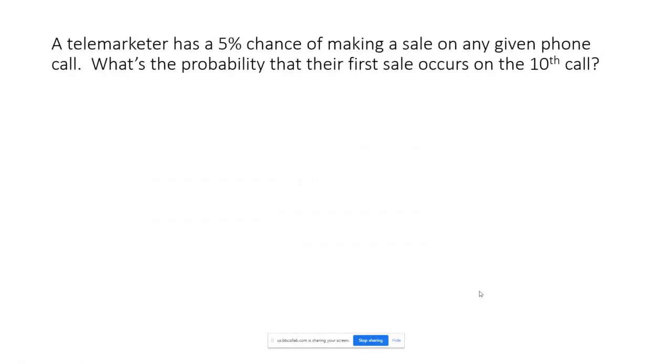Okay, so let's try applying these ideas. A telemarketer has a 5% chance of making a sale on any given phone call. What's the probability that their first sale occurs on the 10th call?